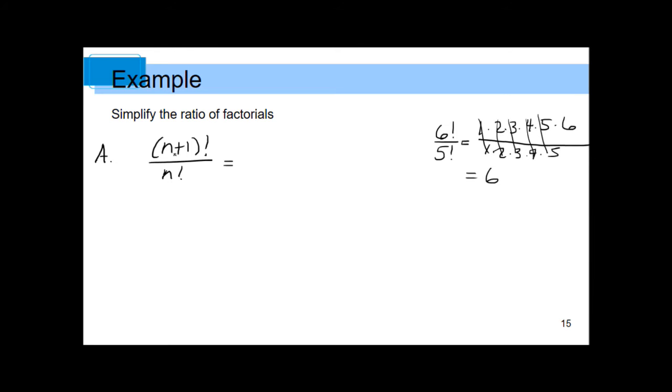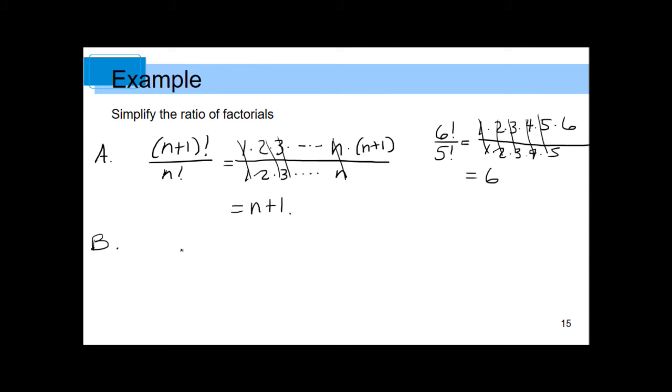Similarly here, I don't know what n is, but I know I'm going to have 1 times 2 times 3 times all the way up to n times (n plus 1). And then below that, I have 1 times 2 times 3 all the way up to n. So all of these are going to divide out, leaving a factor of 1 times (n plus 1), which is just n plus 1. Okay, so that's going to allow us to simplify some sequences, and also when we start talking about their limits and convergence, that'll help us a lot.